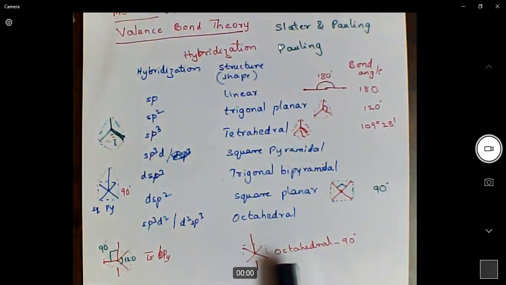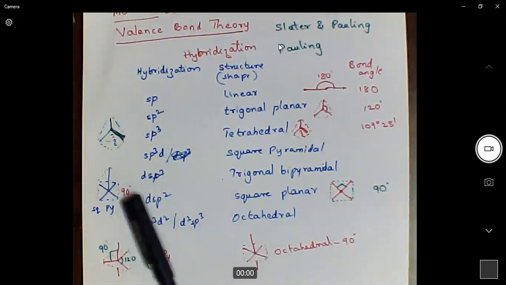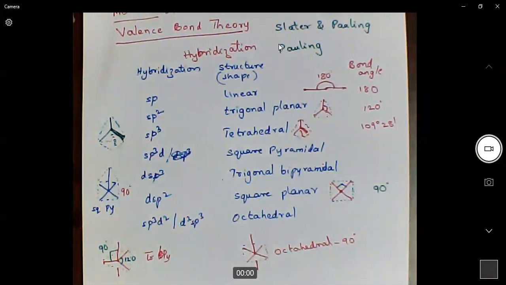So in octahedral and the square pyramid we have the same bond angle, 90 degrees, but in trigonal bipyramid we have two different bond angles. In the plane we have 120 degrees, out of plane we have 90 degrees.